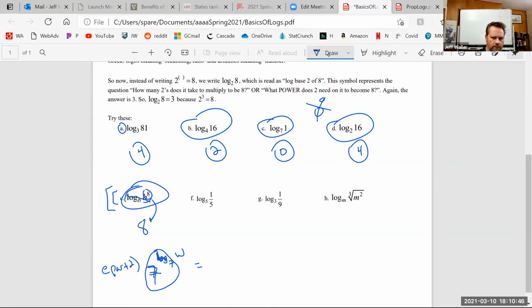What did these two things do? Kill each other. Yeah, they kill each other. So the answer is W. Done. Next. It's exactly like cubing a cube root. You're applying a function and then applying an inverse to the function. So of course they kill each other.